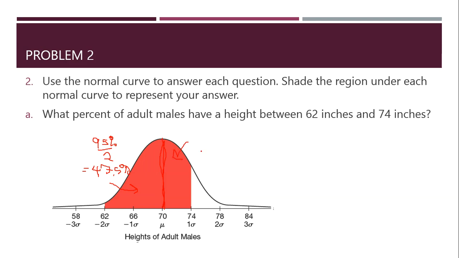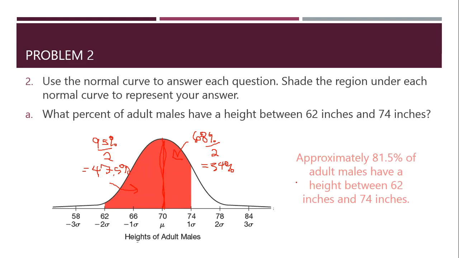But what about this chunk over here? Well, I know that from -1 sigma to +1 sigma is 68%. So I'm going to take my 68%, and I only want this half of it, so I'm going to cut it in half, which gives me 34%. So I know this chunk is 34%. I know this chunk is 47.5%. So if I add them together, that tells me that about 81.5% of adult males have a height between 62 and 74 inches.